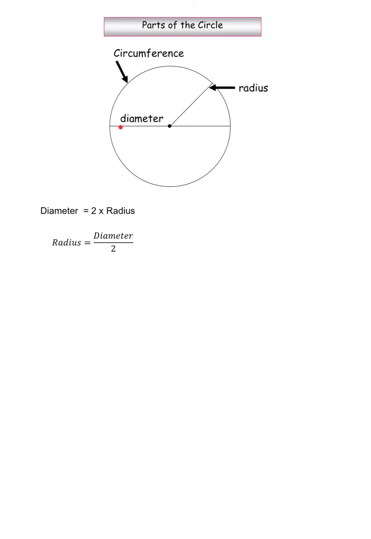The diameter then is a line going all the way across the circle and it goes through the middle of the circle. And then the diameter is just twice the radius. And likewise, the radius is the diameter divided by 2. The circumference then, that's the length around all the outside of the circle.